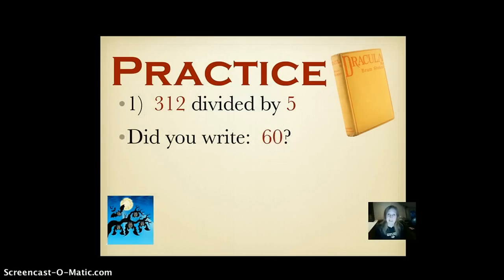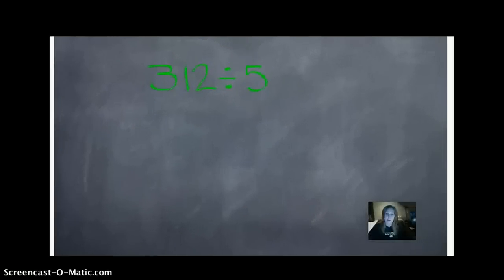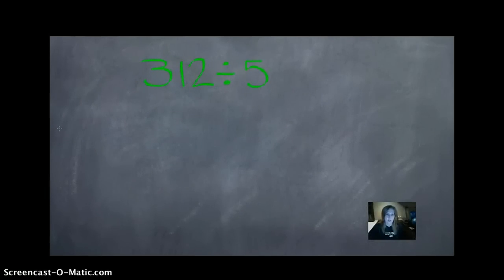Did you write 60? Let's see how we did that. So first we'll try to round to the greatest place value position. So that would be this 3 here. That's the greatest place value position. And when I round that, I round it to 100.